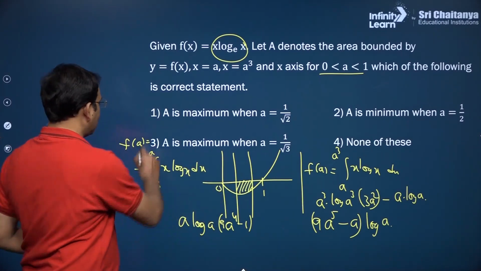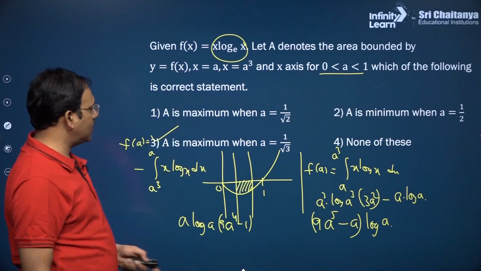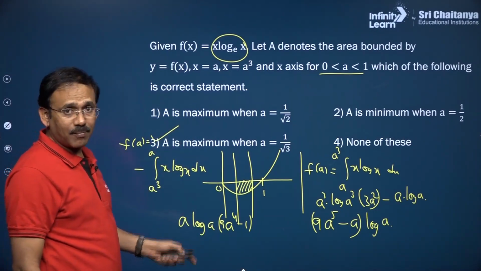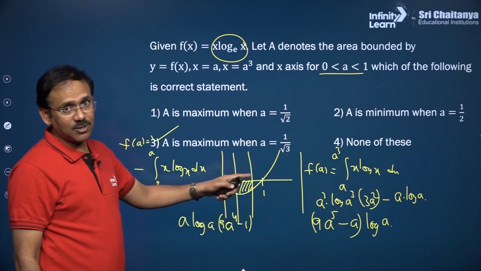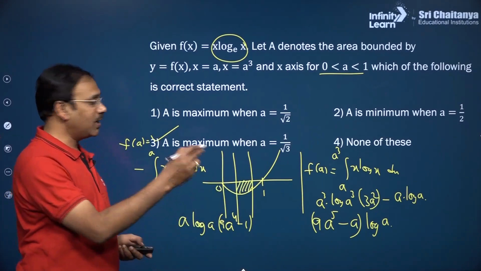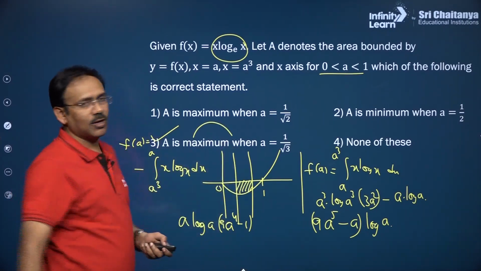No, at 1 by root 3 it is possible. That is the only possibility given here. I am not checking maximum or minimum, but you can also check: if it is more than 1 by root 3, positive, negative. It is turning from negative to positive, which means it will have a local maximum.